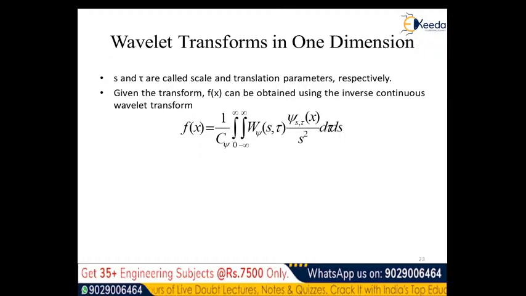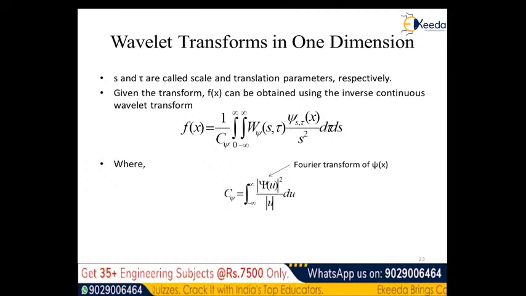C suffix psi is defined using the Fourier transformation of the wavelet function, denoted by psi hat. So C suffix psi is equal to the integral of the mod square of psi hat of u divided by mod u, du. After this information, with first the series expansion, then the discrete wavelet transformation, and now the continuous wavelet transformation, we shall conclude the topic for the one dimensional case.